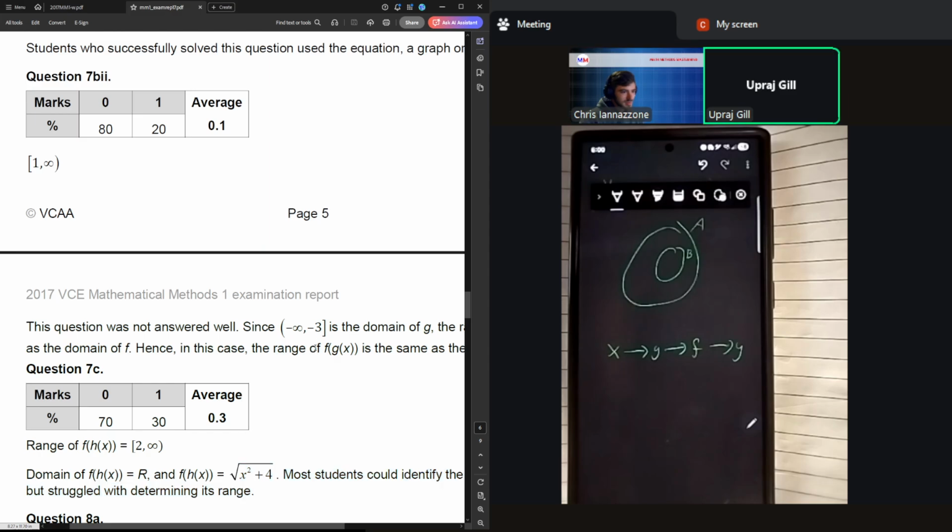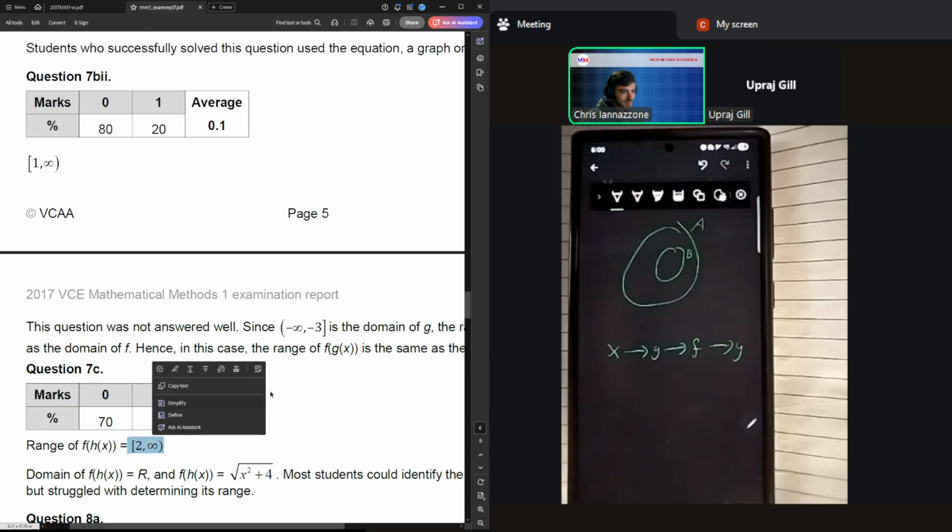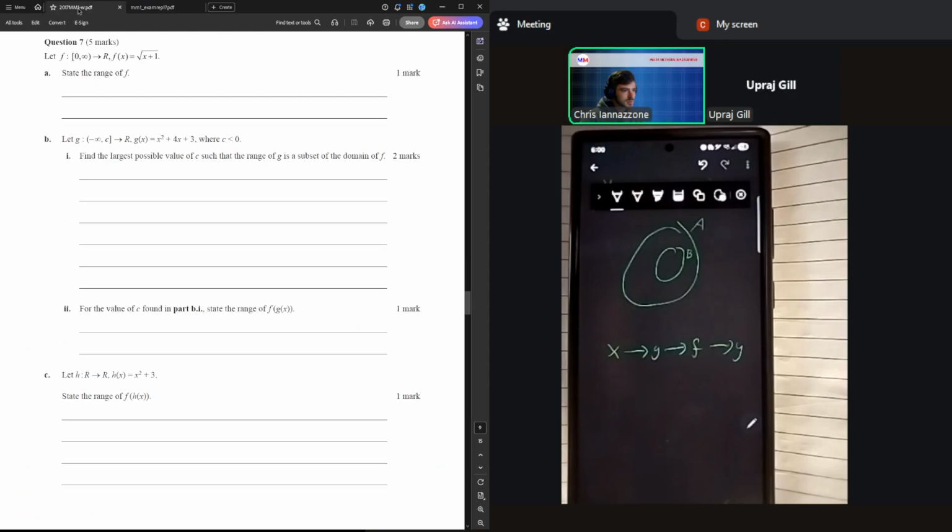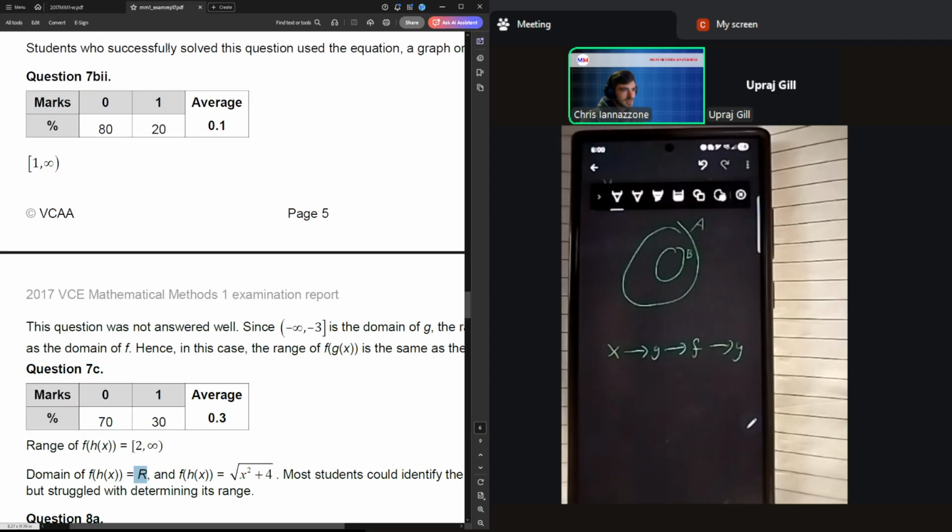Something seems called off. That's not even the function. Yeah, it's not the function. Range is right, but they talk about h as well, and the domain of h being real. There's nowhere. This is a strange thing. I might have to just re-download the examiner's report on this one.